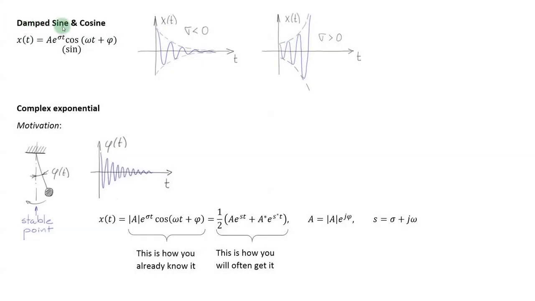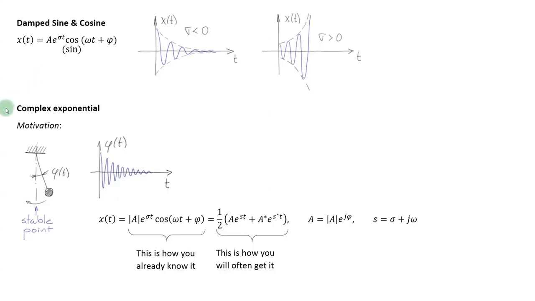Now, damped sine and cosine. You have seen these types of behavior with the inverse pendulum, and this can be described by taking a cosine or a sine and multiplying it with an exponential. And depending on the value of this sigma, you will get exponentially damped sine or cosine, which happens when sigma is negative, or exponentially amplified sine or cosine, which happens when sigma is positive. So depending on the value of this sigma, we will be able to distinguish whether we are dealing with stable or unstable behavior.